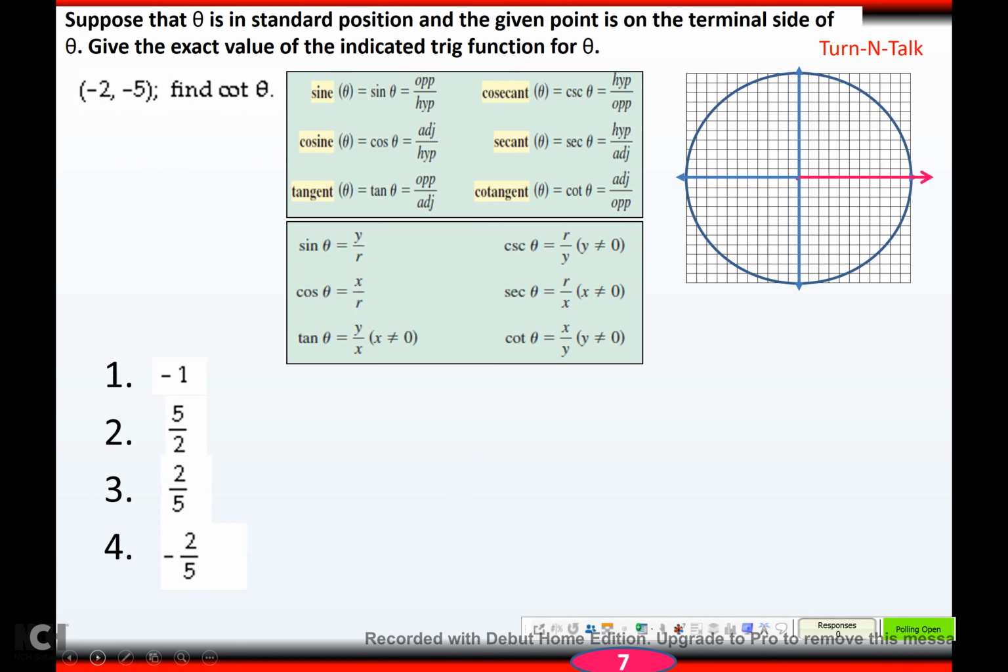Alright, so you do this one, hit pause, come back when you're ready. And hopefully you got 2/5. Alright, so if we plot this, -2, -5, about right there. So that would be my circle.